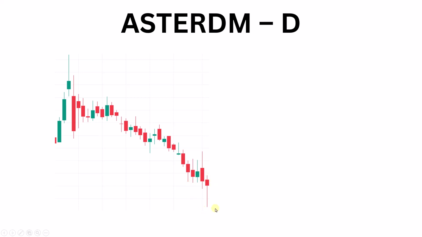We have our hammer. Okay, now when we detect a hammer, we can take a trade in three ways. You can take a risky trade, or you can take a little bit safer trade, or you can take a highly safe trade. Okay, now let us discuss all three. First is the risky trade.